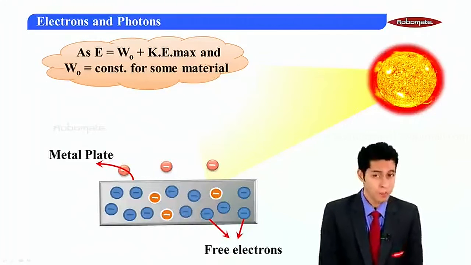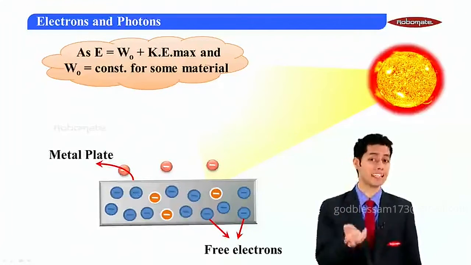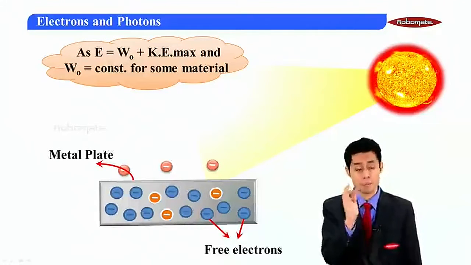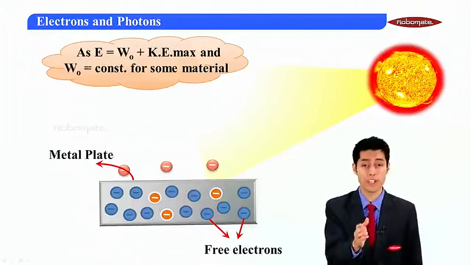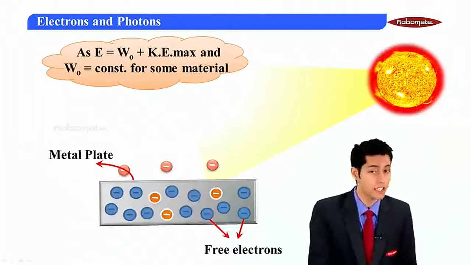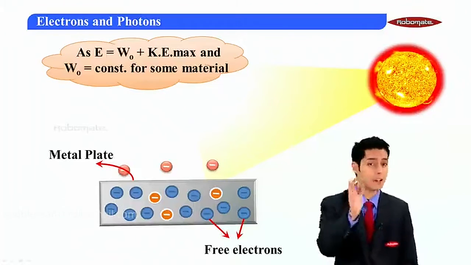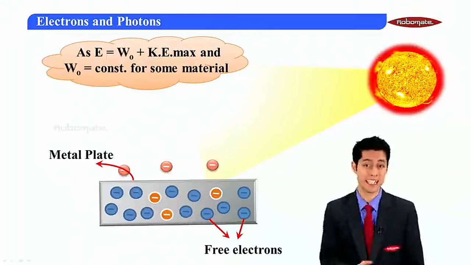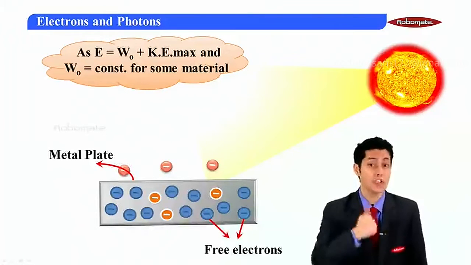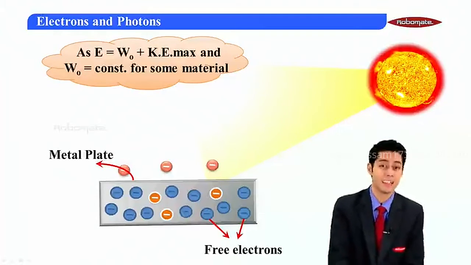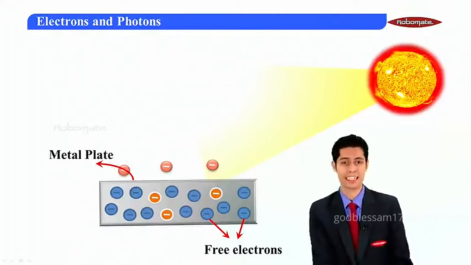And we know that if the energy of the photon is increased, a certain amount will be used for the work function, and the amount used for the work function will always be constant, because the work function is constant for a given material. Now if the work function is constant, then if the energy of the photon increases, definitely the kinetic energy will also go on increasing.